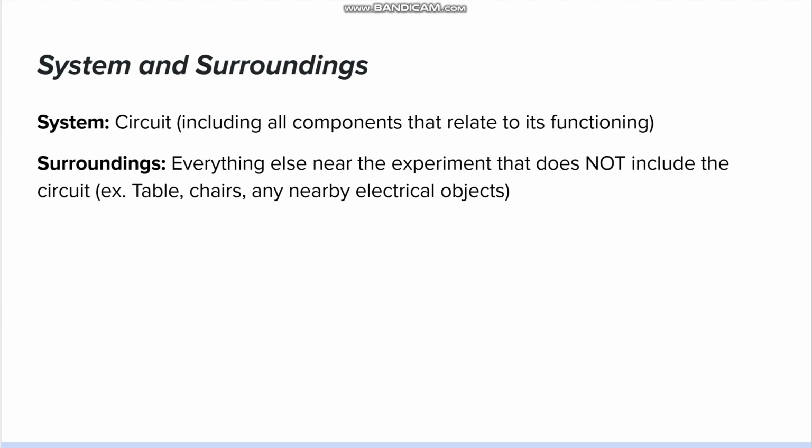System and surroundings. The system in this lab was a circuit, including all components that relate to its functioning, and the surroundings was everything else near the experiment that does not include the circuit, such as tables, chairs, and any other nearby electrical objects.